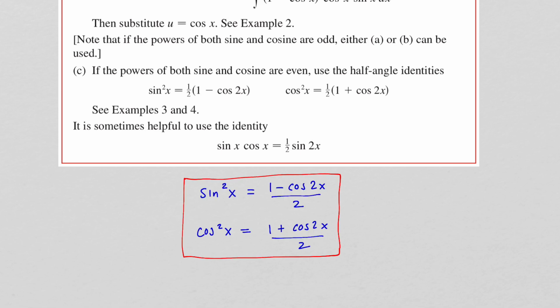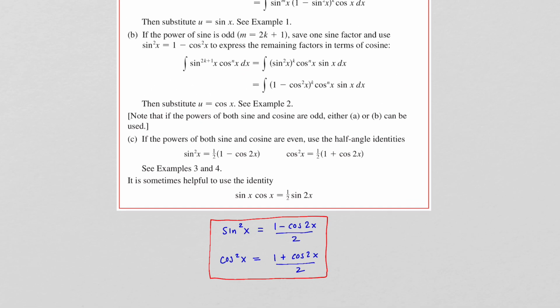And I did write those identities a little bit differently. So I do want to point out that I wrote sine squared is 1 minus cosine of 2x divided by 2. What they do is they factor the divided by 2 out as a 1/2. This is an alternative way of representing that same formula. And then they did the same thing for cosine squared. Okay? All right. And then it says here, it's sometimes helpful to use the identity sine times cosine is 1/2 sine of 2x. This is the double angle identity for sine.